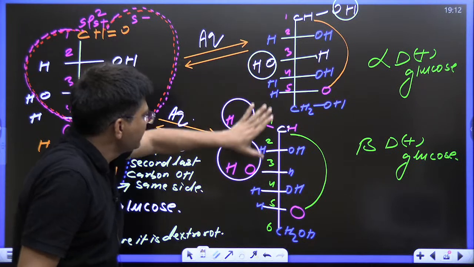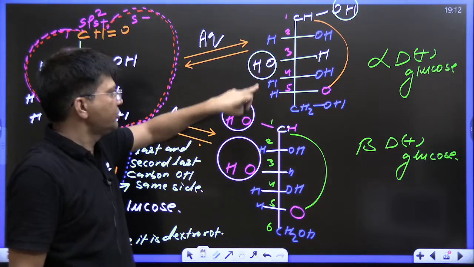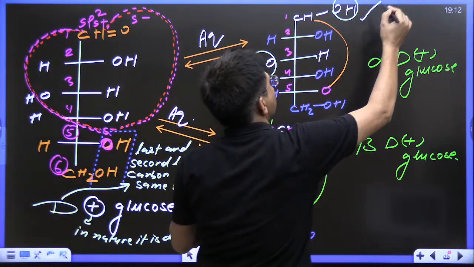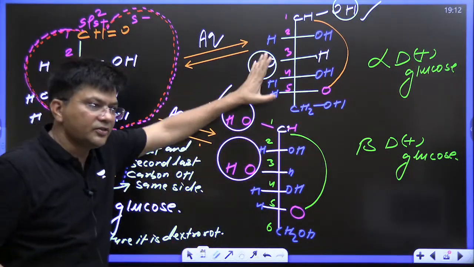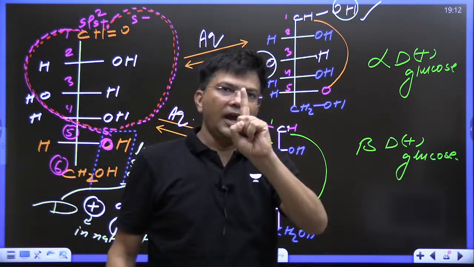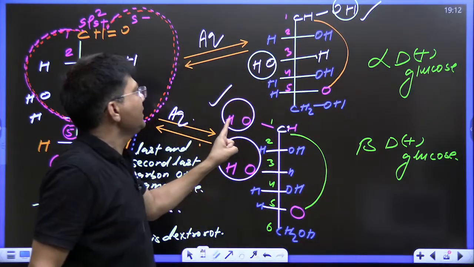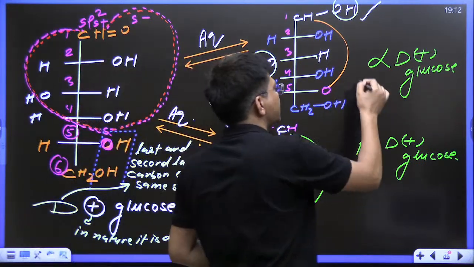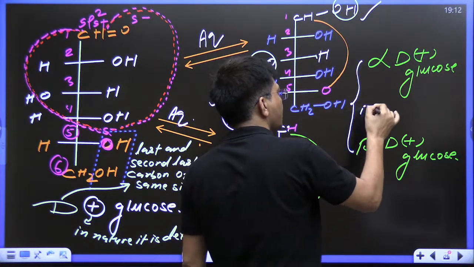Now, what is the difference between these two structures? They are just differing on the first carbon. This first carbon's OH is on the right hand side and this carbon's OH is on the left hand side. This is the only difference. So a difference in only the orientation of one OH means they are going to be epimers. So these two compounds, what relationship are they holding? They are epimers.